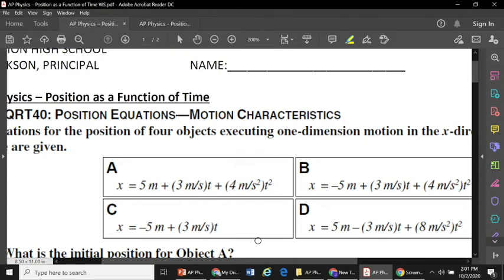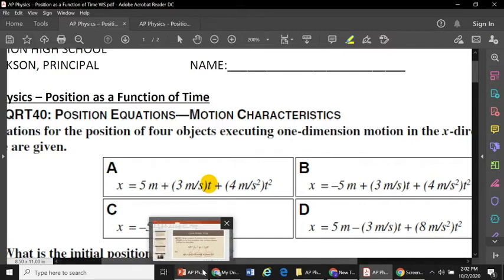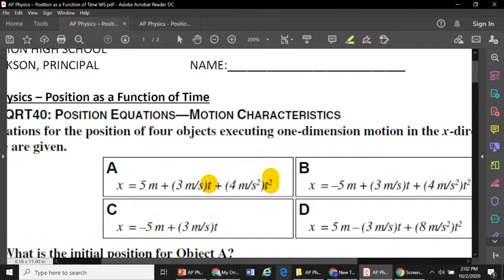Now, the way you get that is pretty simple. If you want to know the position at any given time, since this is a position as a function of time function, all you have to do is evaluate the function at that time. So we plug in 1 second here and 1 second here. And of course, this is easy because 1 squared is 1.